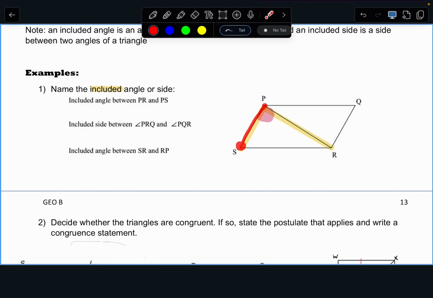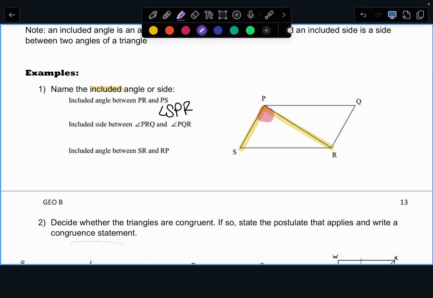S. P. R. So that angle is angle SPR. Okay? That's the angle in between. It's the included angle.